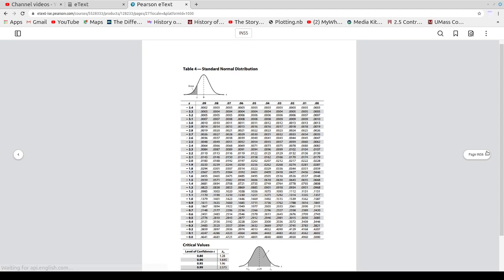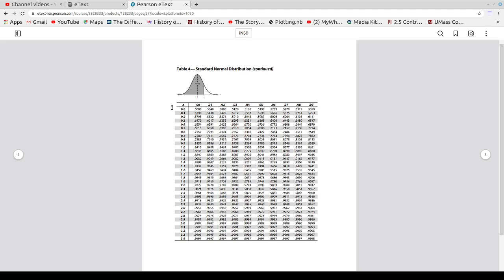For the positive scores, we start at 0, which again is 50%, and we work our way up to 3.49. See how 3.49 brings us down this column? And that's 0.9998. Anything bigger than that is close enough to 1 for us. And here it is the area of everything up to the z-score. And so we call these cumulative areas.